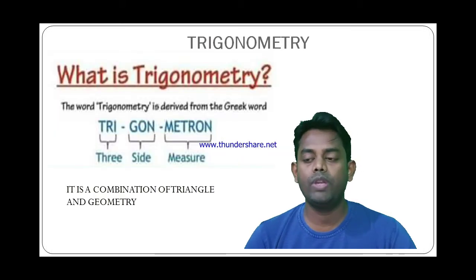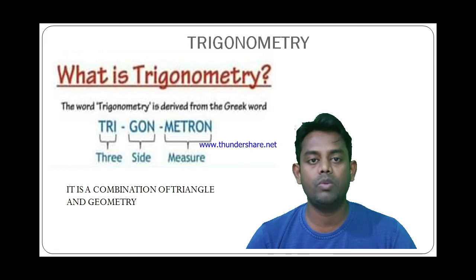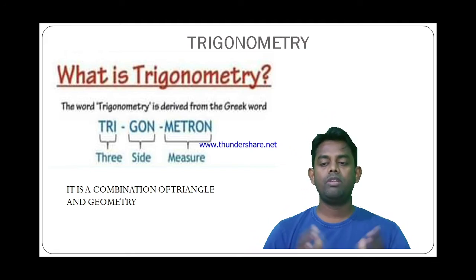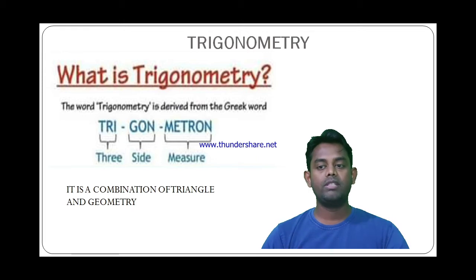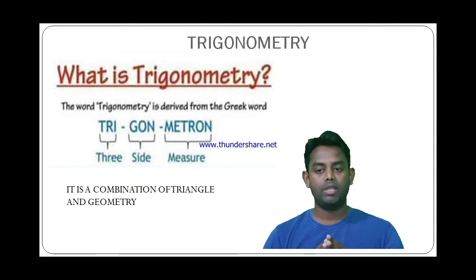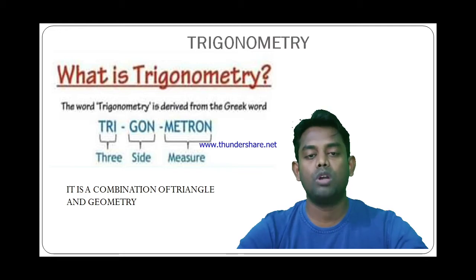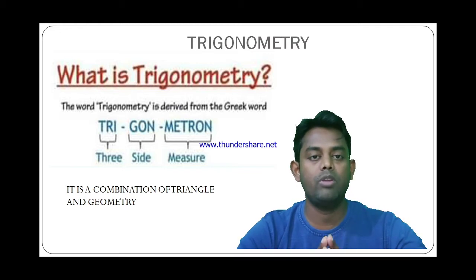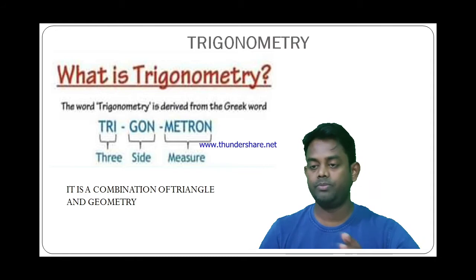So first thing we will do, we will understand about trigonometry. What is trigonometry? Trigonometry is basically a combination of three words: tri, gon and metron. Tri means three, gon means side and metron means measure. So trigonometry is basically measurement of three sides. We will calculate the angles and lots of things. It is also a combination of triangle and geometry. And if we are going to solve trigonometry, we must have basic idea about trigonometry and geometry.